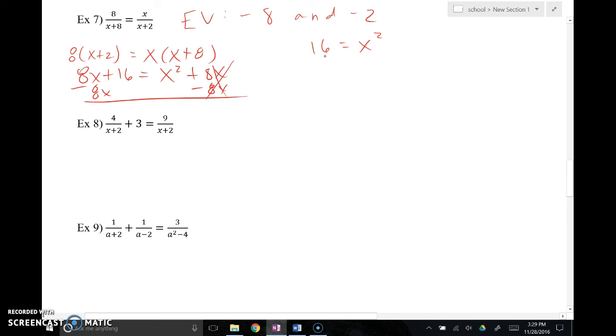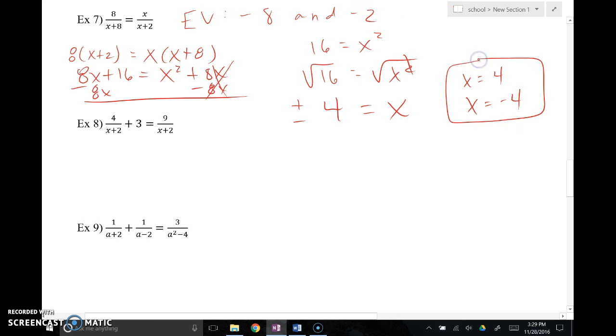Now at this point, I could take the square root of both sides in order to get the x by itself. But keep in mind, when you take the square root of x squared, you need two answers. So you've got to have plus or minus the square root of 16. Well, the square root of 16 is 4. So x is plus or minus 4. Well, if I write them as two separate answers, that's what they look like. And I just double check that they're not an excluded value. They're not, so I am good to go.